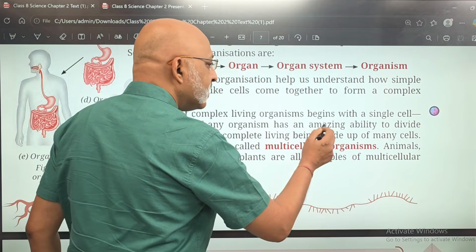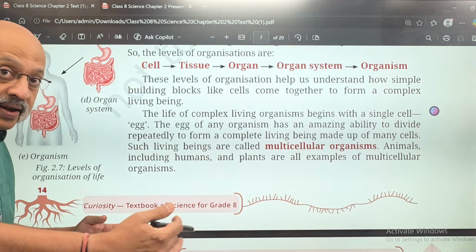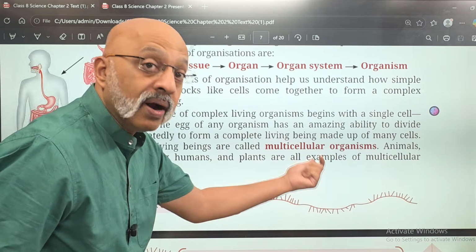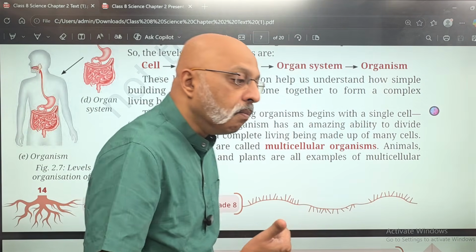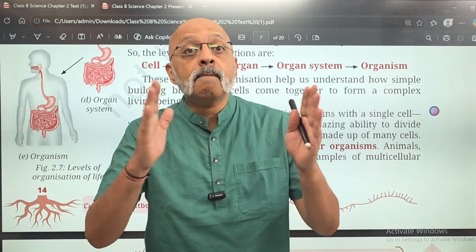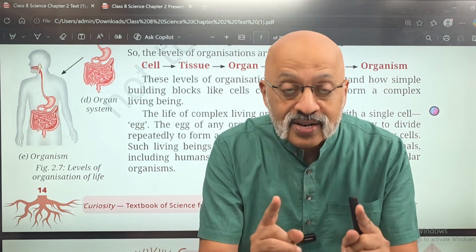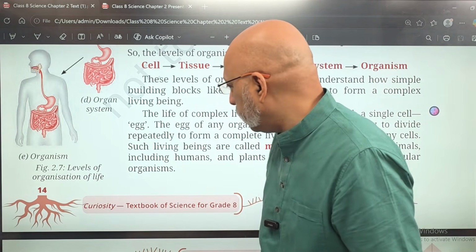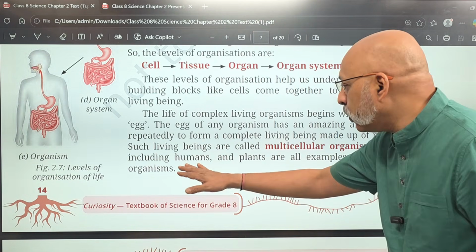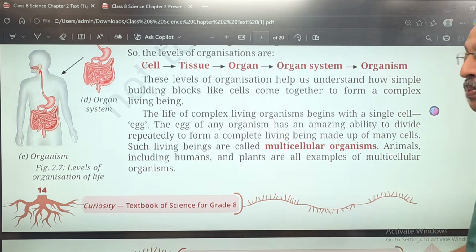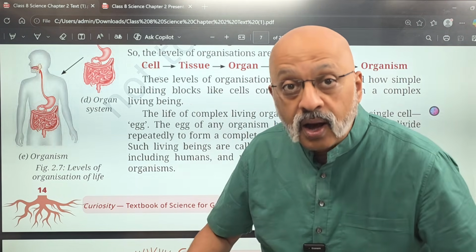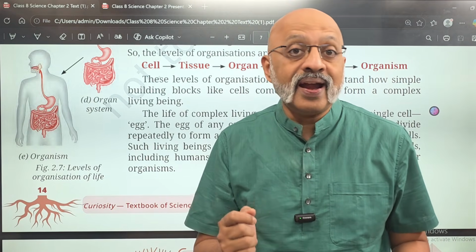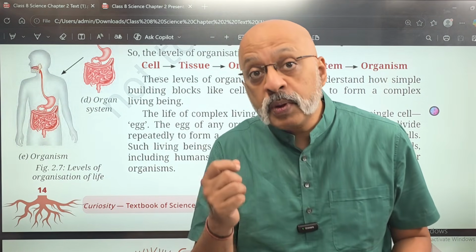The egg of any organism has an amazing ability to divide and thereby multiply, right? Such living beings are called multicellular. Wherever you have more than one cell, it is called multicellular. If there is only one cell, it will be called unicellular. Okay, so animals, including humans, and plants are all examples of multicellular organisms. We are a multicellular organism, right? But there are certain kinds of organisms which are unicellular.